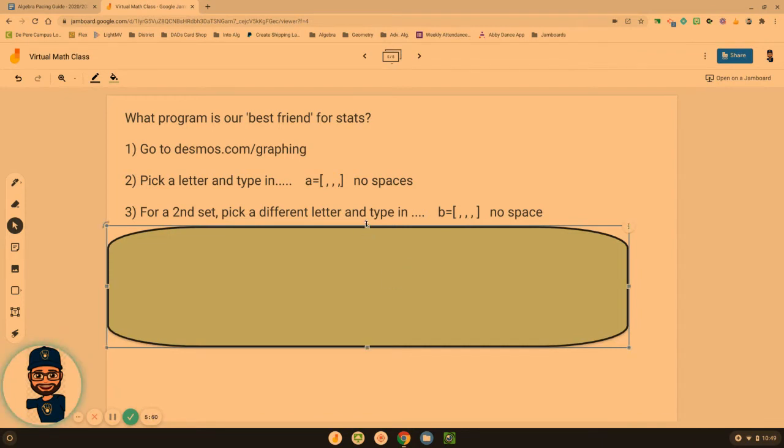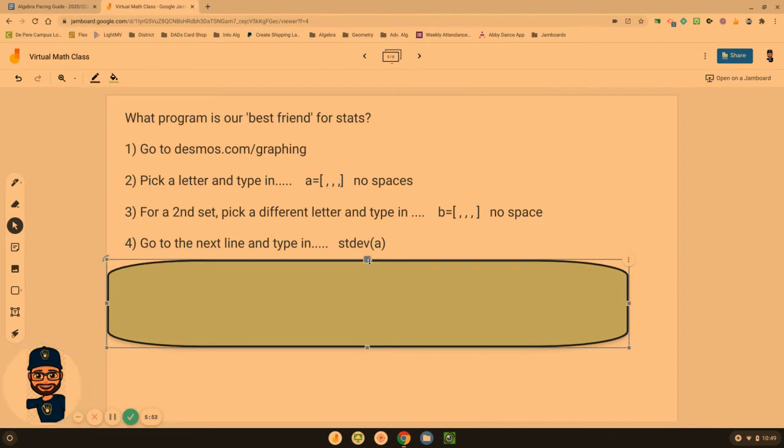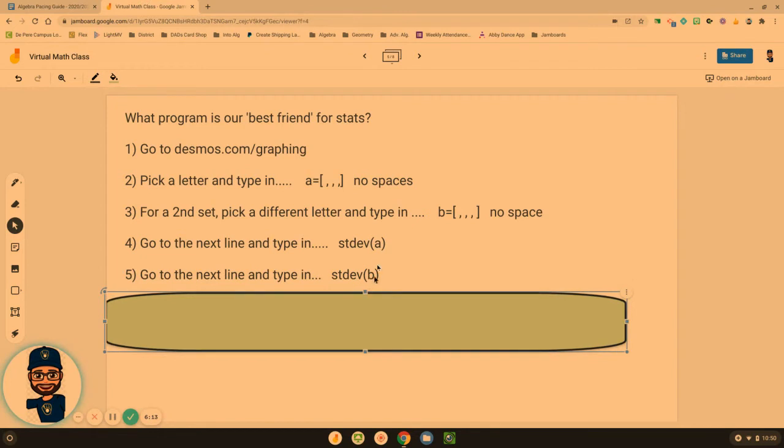Once we have them in, now we can use a special code, right? On the next new line, and I'm going to demonstrate this in a moment. On the next new line, we can type in STDEV, standard deviation, STDEV, parenthesis A, parenthesis, and it will give us a number that calculated the standard deviation of set A. If I wanted to do it for B, I would repeat that process, but instead of parenthesis A, I would use parenthesis B, and it's going to give me a set number.